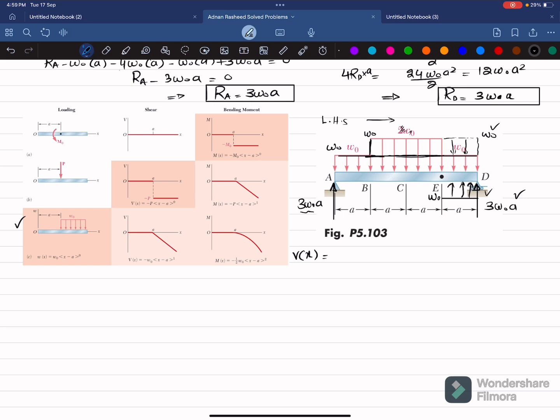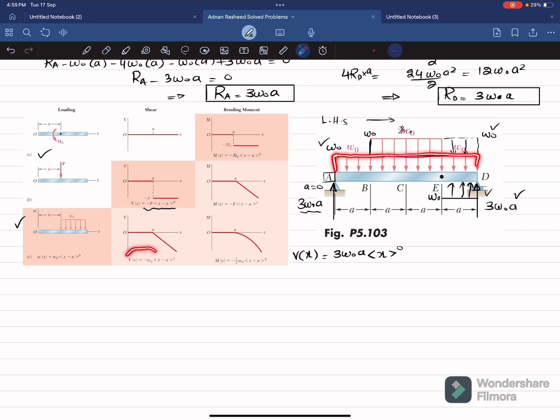Starting from this point load, the first load is this point load. This is the figure of the point load that is acting downward. So the shear force equation is this one. Here, this load is upward, so it will be positive P. So P here is 3W naught into A, and X minus A, where A is equal to 0 because this load is starting from point A. So this is 0. Now the second load is this W naught, which is acting throughout the length. Clear? Let me show you. It is acting throughout the length.